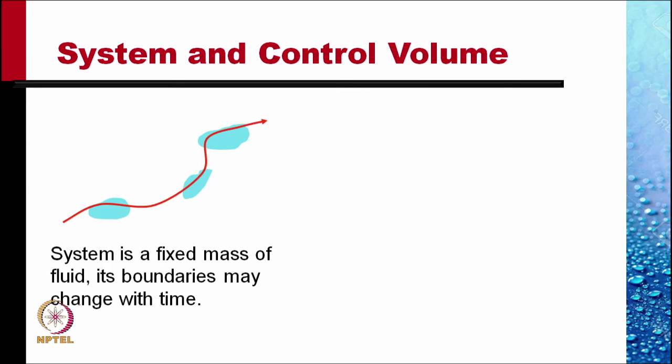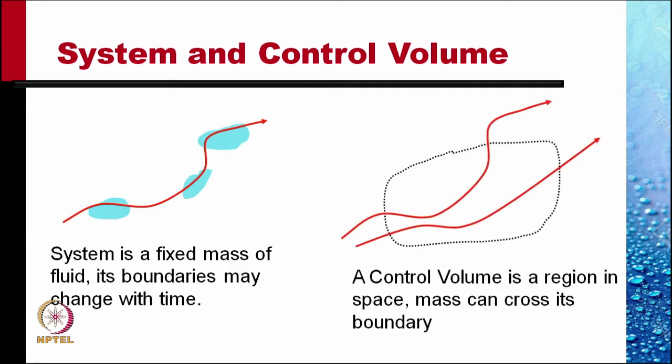System is a fixed mass of fluid. Its boundaries may change with time. In fluids, we work with control volumes. A control volume is a region in space. Mass can and usually does cross the boundaries of the volume. This control volume could also be moving in space, could also be changing its volume, but it is a volume that we will consider.